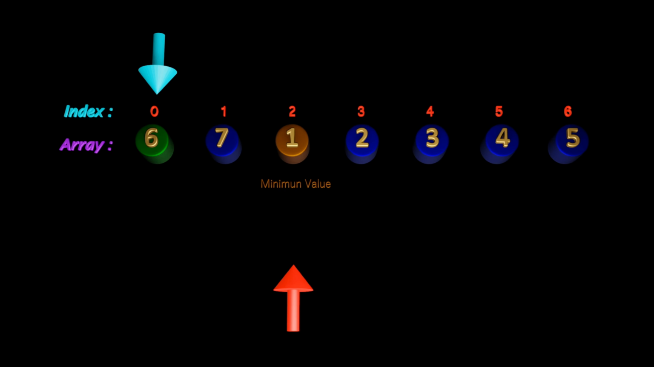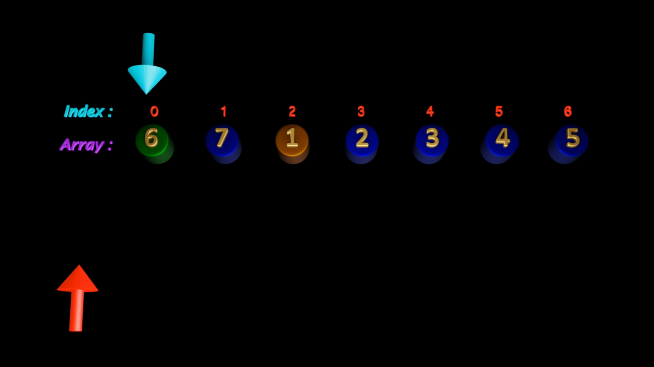Again moving the red arrow forward by one index, we have index 3 with value 2. By comparing both values 2 and 1, the minimum value remains the same. Moving forward to the next index, we again compare it with the minimum value. We can see that the minimum value remains the same. Repeating the process, we conclude that the minimum value of this unsorted array is 1 with index 2.